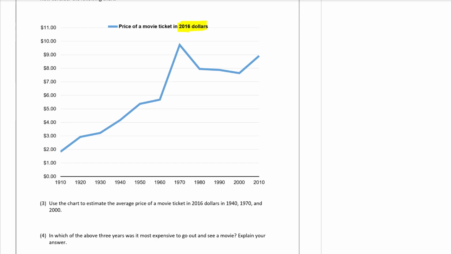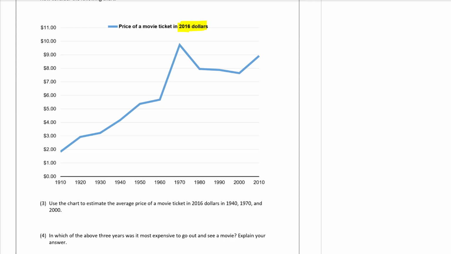Remember when we were adjusting things to the minimum wage, there were those bar graphs? This is similar. If we read the title, it is the price of a movie ticket in 2016 dollars. So it says use the chart to estimate the average price of a movie ticket in 2016 dollars in 1940, 1970, and 2000. We'll try to understand what that means as we go through the lesson. But for now, looking at that chart, can you just say what those prices are in those 3 years? I'll give you a moment to read the chart.